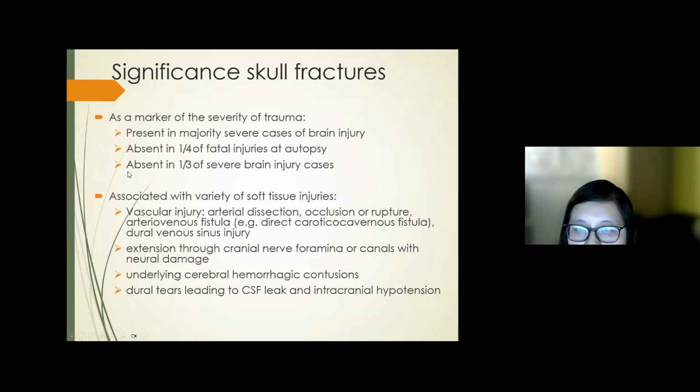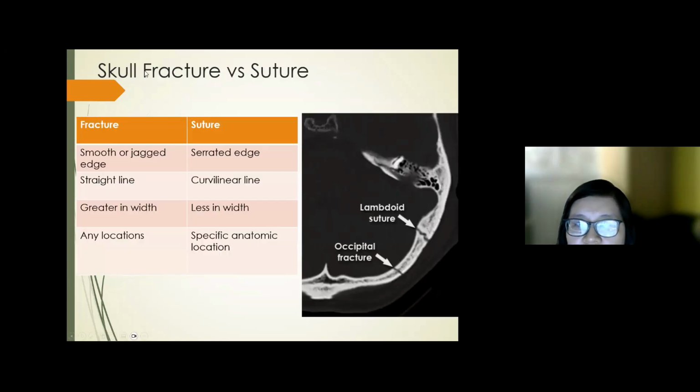It can act as a marker of the severity of the trauma and is usually associated with a variety of soft tissue injuries such as vascular injury or any extension through the cranial nerve foramina or canals with any neural damage, and any underlying cerebral hemorrhagic contusion. It can also be associated with a dural tear leading to CSF leak and intracranial hypertension. So how do we differentiate skull fracture and suture on CT scan? A fracture usually appears as a smooth or jagged edge with a straight line, greater in width, and it can happen in any location.